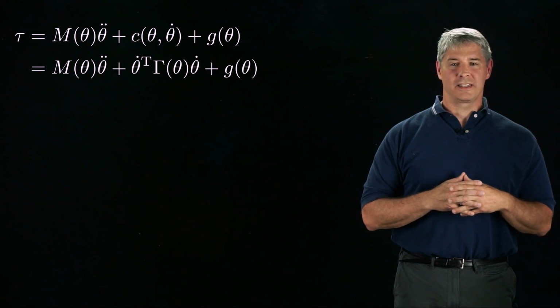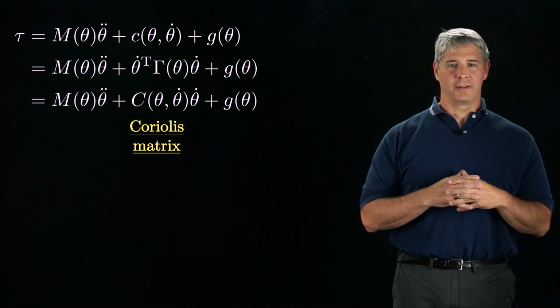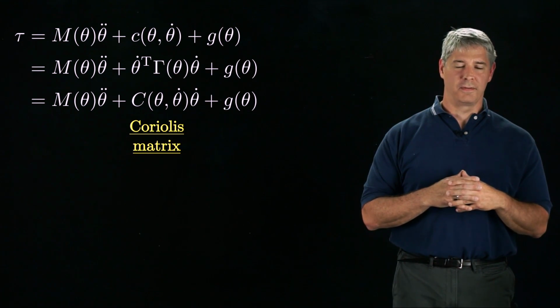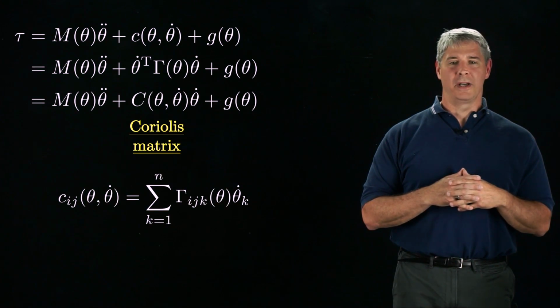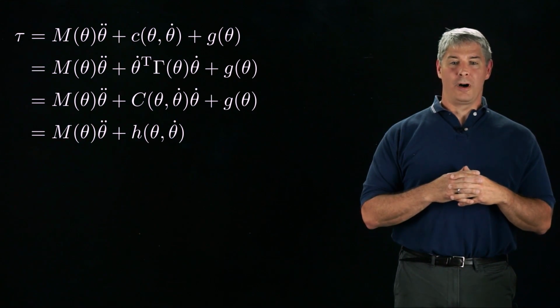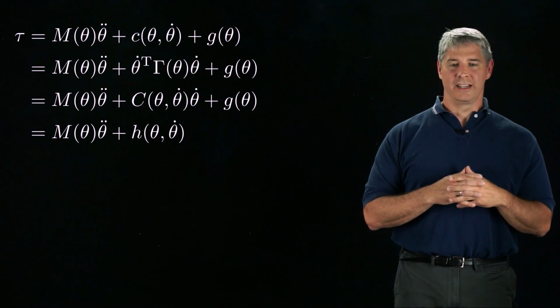Back to our list of ways to compactly represent a robot's dynamics, another common way to write the velocity product term is to express it as the product of a Coriolis matrix and the joint velocity vector. The element C_ij of the Coriolis matrix can be constructed from the Christoffel symbols and the joint velocity vector. Finally, we sometimes lump all the terms not dependent on theta double dot into a single vector, h of theta, theta dot.